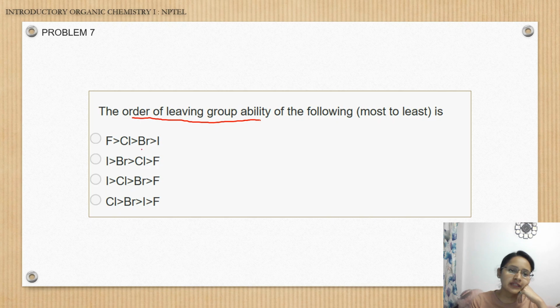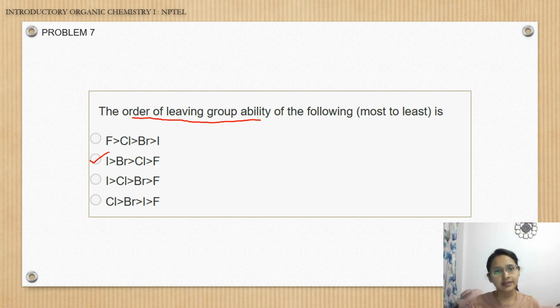So now can anyone answer me what could be the right answer? So the leaving group ability you have to justify, whether the iodine, bromine, chlorine, and fluorine, which is the most readily able leaving group and which is the least readily able leaving group. Yeah. So what would be the correct option? Option B. Yes, option B will be the correct one.